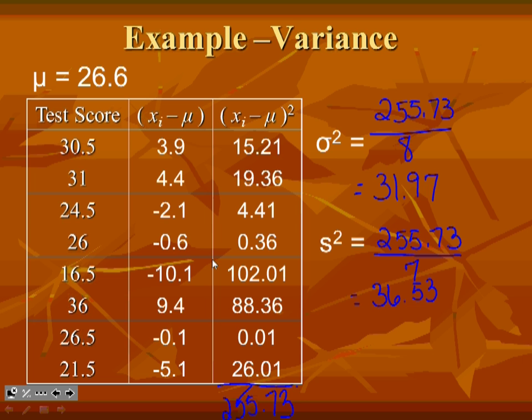When statisticians started to develop this whole process of variance, they wanted to make sure that the sample variance was going to somehow represent the population variance. And so they started out by just dividing by n in both cases. That was the easiest thing to do, obviously.